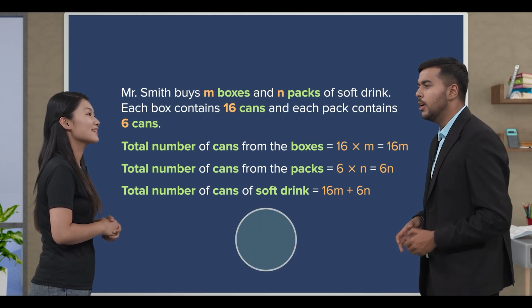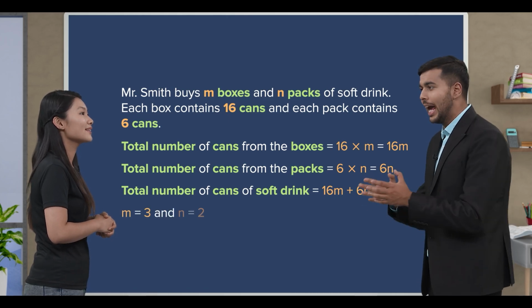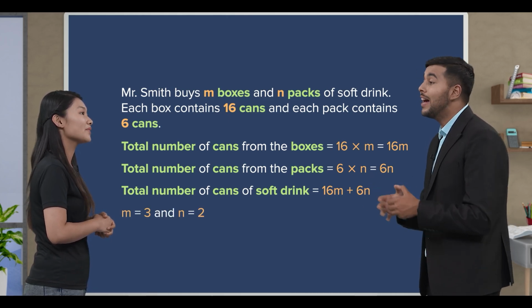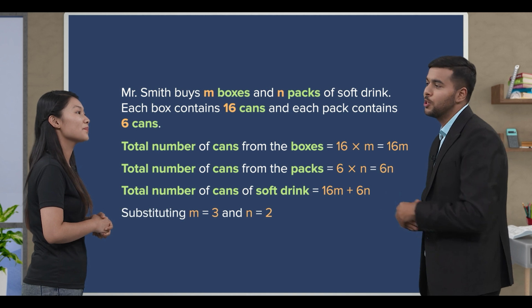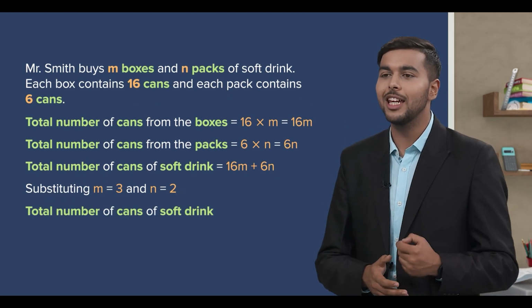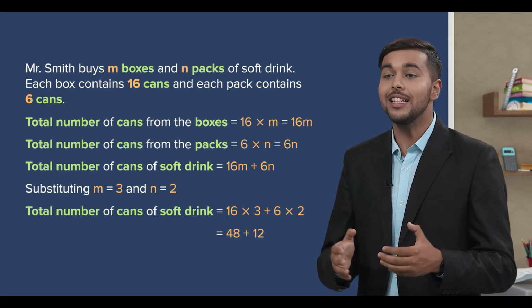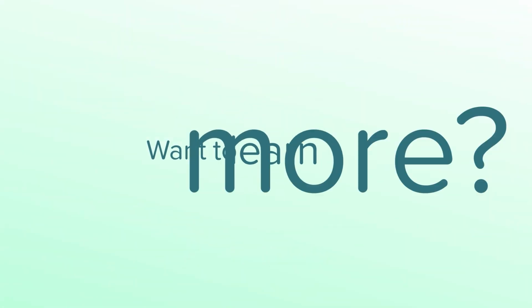Well done, Dechen. So now, if we are told that M equals 3 and N equals 2, we can evaluate the expression by using substitution. Hence, the total number of cans of soft drink equals 16 times 3 plus 6 times 2, and this equals 60.